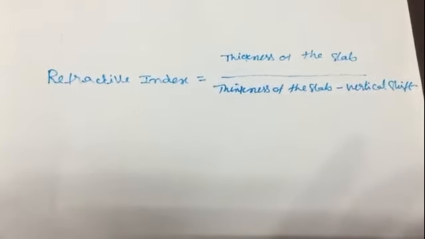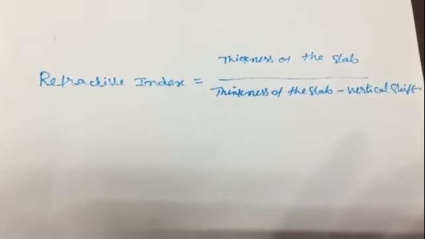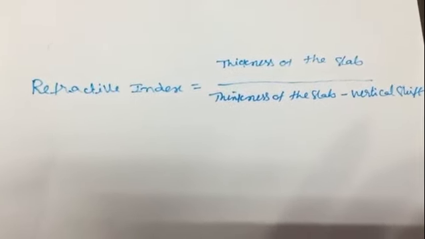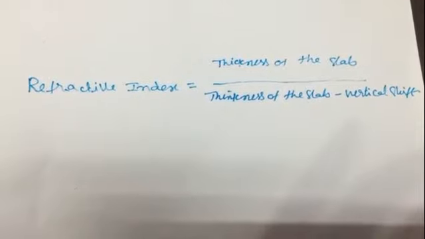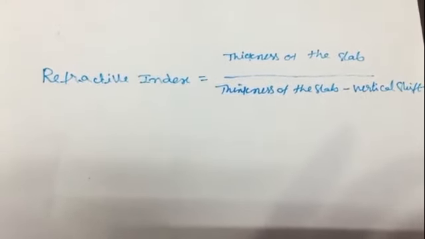Find the distance between these two pins. That distance is called the vertical shift. By using the vertical shift, we can find the refractive index of the glass slab. Refractive index of the glass slab is equal to the thickness of the slab divided by the thickness of the slab minus the vertical shift.